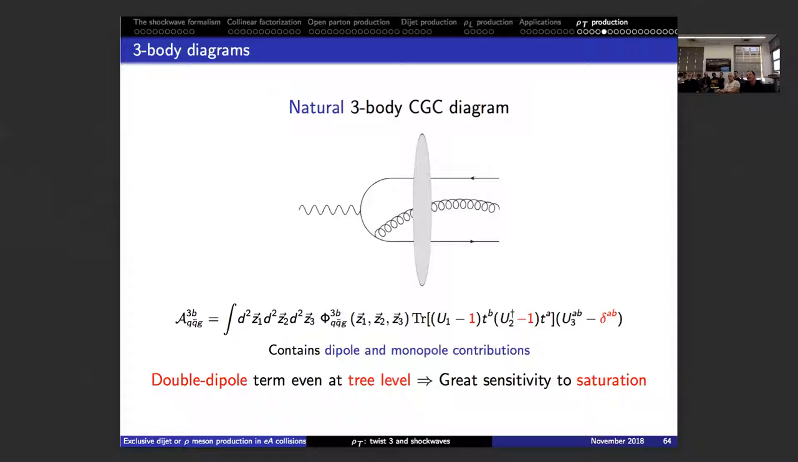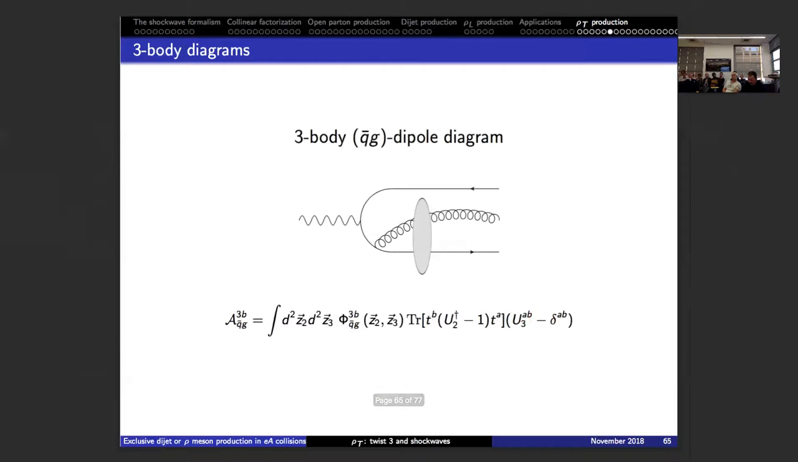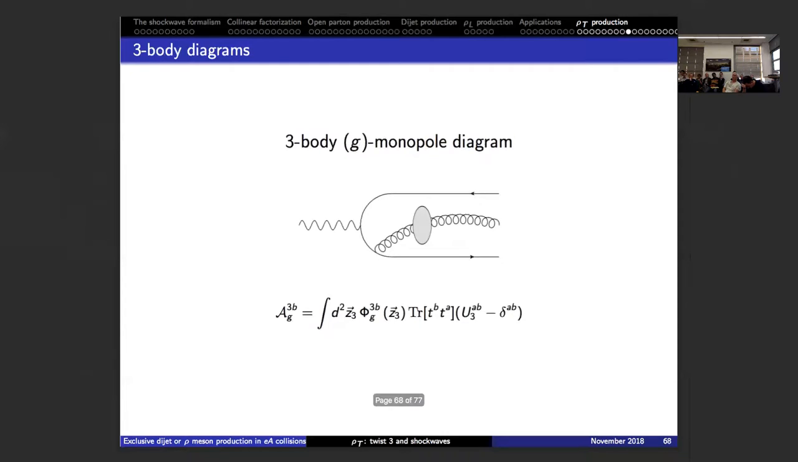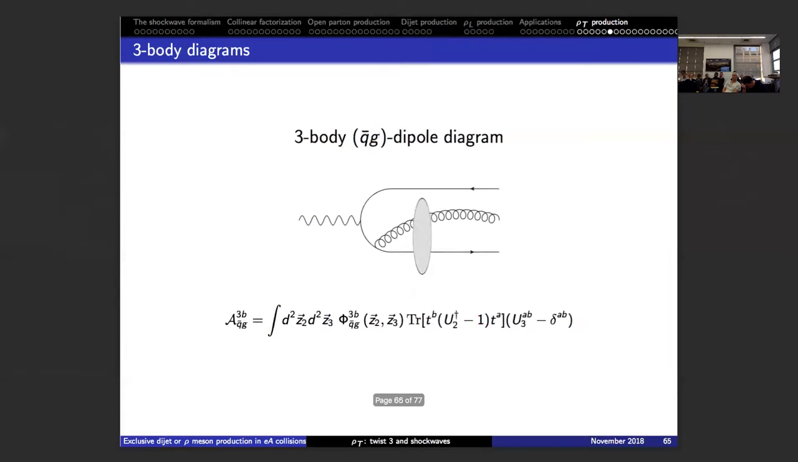And very interestingly for me, that's rho t, it's leading order. You have a double-dipole term, even though this is a three-level computation. At twist three, since you have three-body contributions, you have double-dipoles. So probably in that framework, you have a good sensitivity to saturation. So that's interesting. But back to my QCD gauge invariance. So I have dipole and monopole contributions, but I also have quark gluon dipole, anti-quark quark dipole, quark monopole, gluon monopole, and no anti-quark monopole, because otherwise this would be a non-perturbative diagram, which is part of ERBR. But okay, I want to sum all those guys together to get what I would expect to happen in BK.